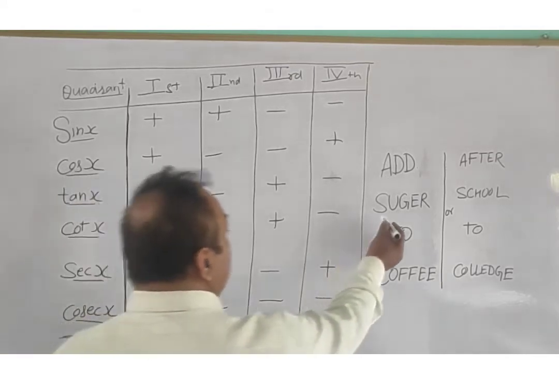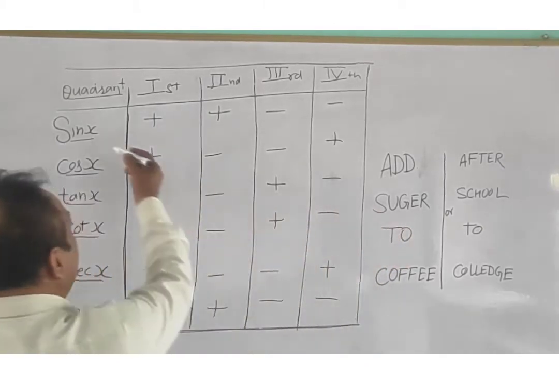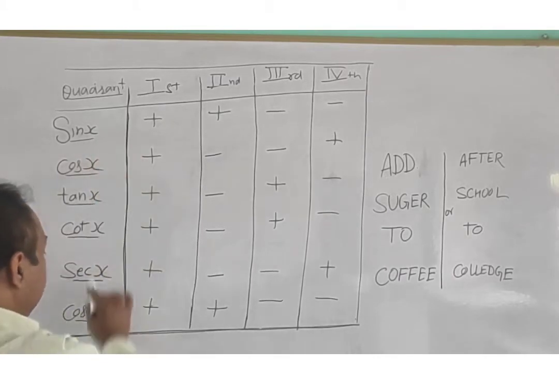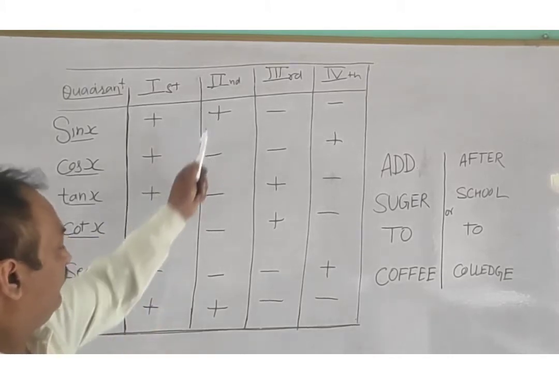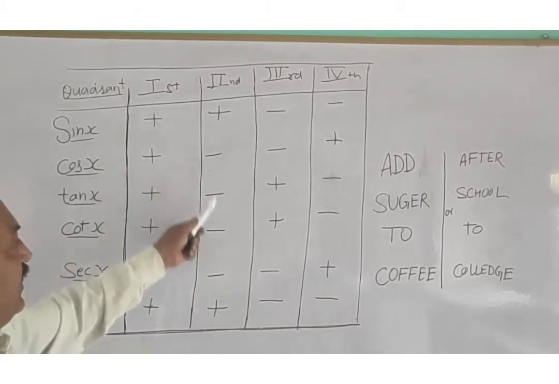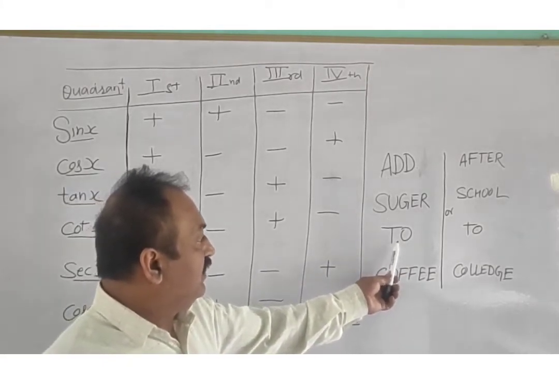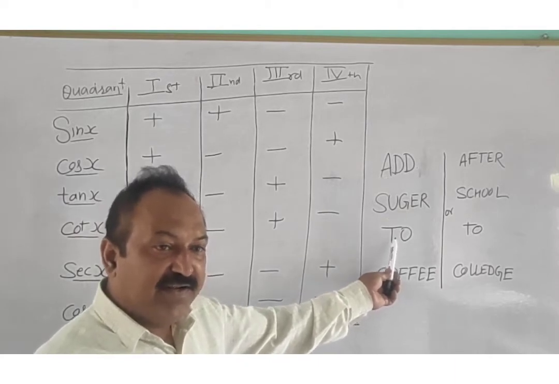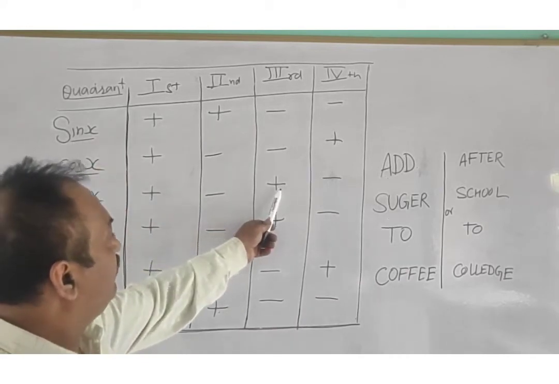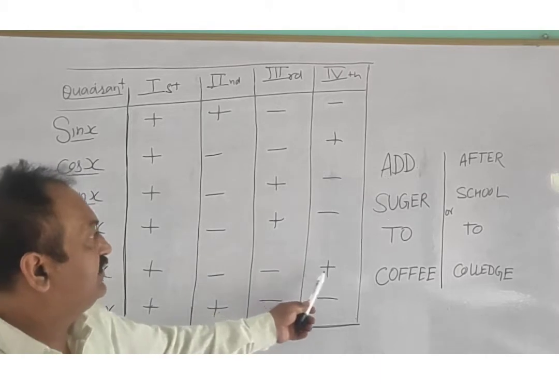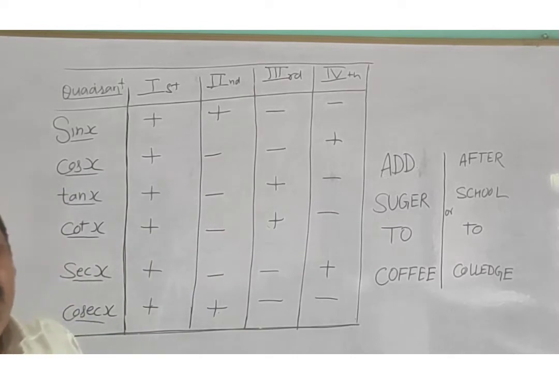And sugar starts with letter S, which means the value of sin x and its reciprocal, that is cosecant x, is positive in the second quadrant, and the other 4 are negative in the second quadrant. Similarly, to starts with the letter T. Therefore, in the third quadrant, the value of tan x is positive and its reciprocal cot x is also positive, and the other 4 are negative.